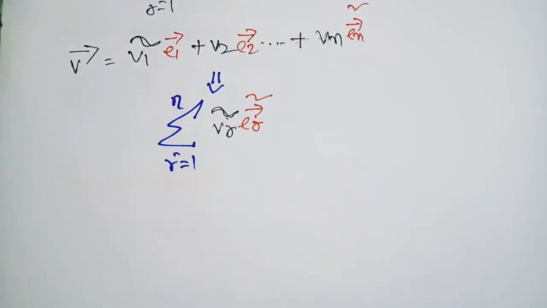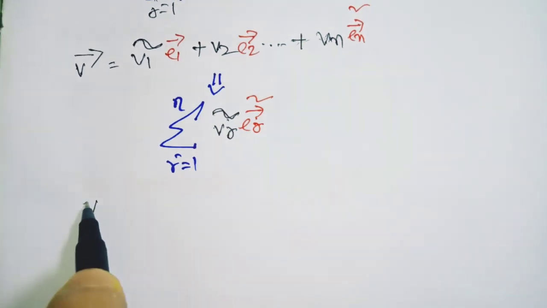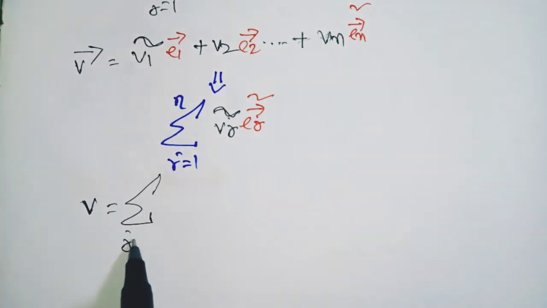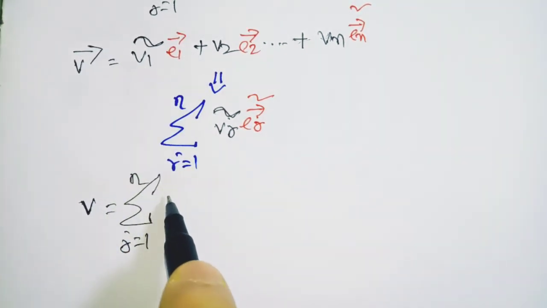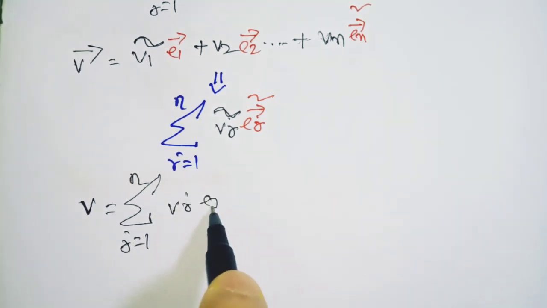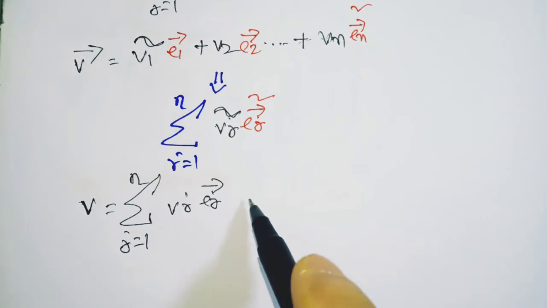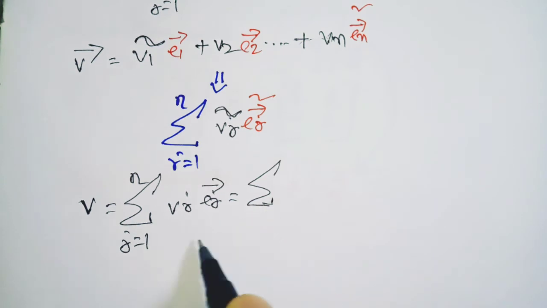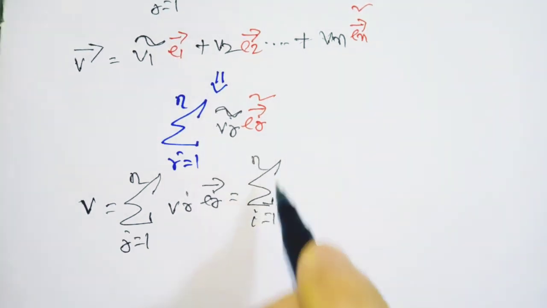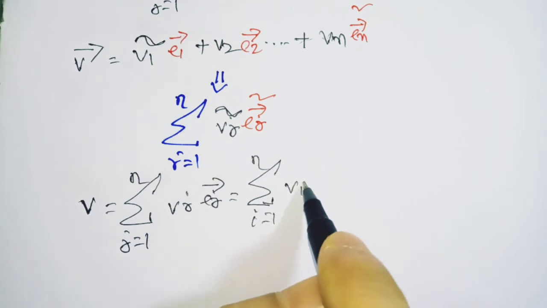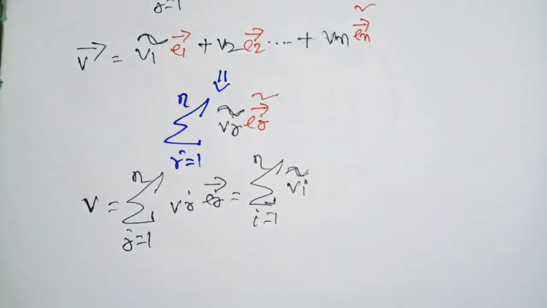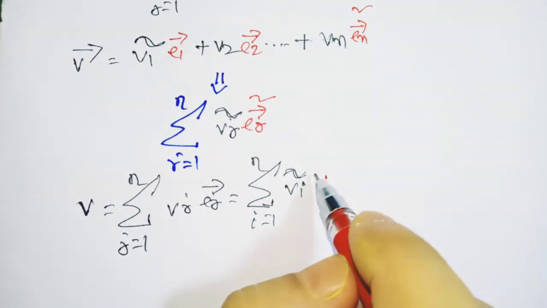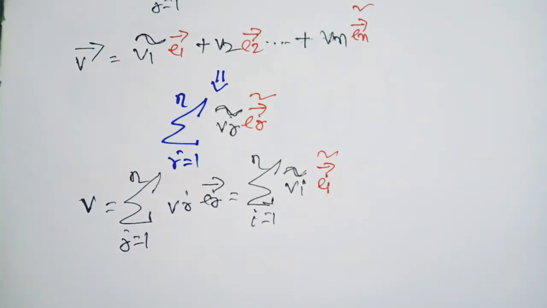So now we can write it as a summary. We can write v equals sigma of j equals 1 to n vj ej, and I have to put an arrow. This would also equal sigma of i equals 1 to n, taking the next index as i, vi tilde and ei tilde, right. So this is how we sum up.